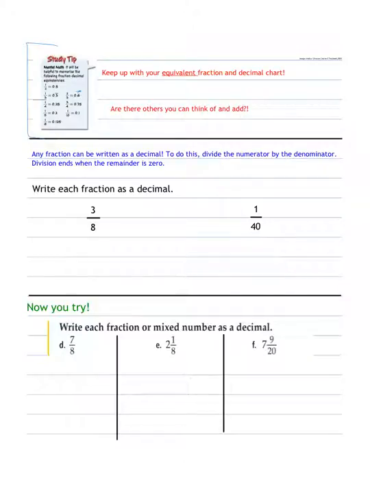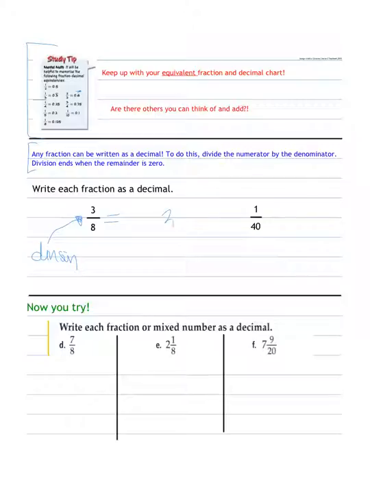All right, any fraction can be written as a decimal. To do this, divide the numerator by the denominator. Division ends when the remainder is 0. So sometimes, like 3/8, there's nothing to multiply by to get to 10 or 100 or 1,000. So therefore, we need to divide. This fraction bar right here means division. So 3/8 is really the same as taking 3 and dividing it into 8ths.